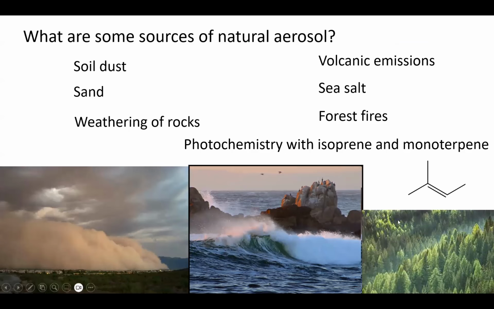From forests, you can have emission of organic compounds, things like isoprene and monoterpene. And then the chemistry that those compounds undergo makes them less volatile. And so they condense into particles and form particles. So we can have kind of gas phase initiated particles too. And that's what we'll come back to for aerosol chemistry in the second half of the class.